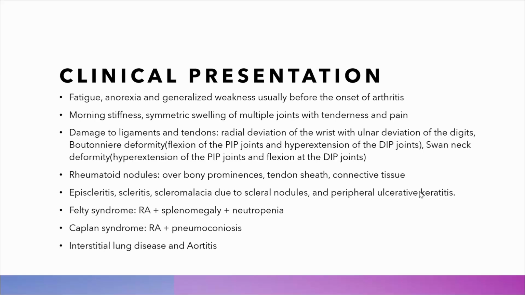Again, Kaplan syndrome: the history of working somewhere with risk factor for pneumoconiosis, blood plus lung presentation, plus joint pain and symmetry in the hand. So again, connect the clues for these syndromes. They are high yield on the exam, so don't miss them. They're easy questions. Just try to connect the clues.